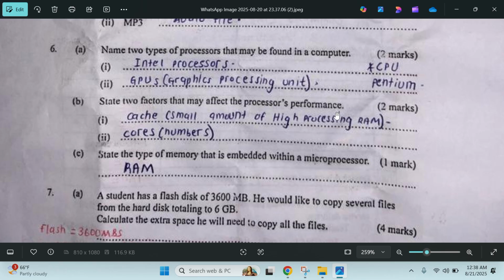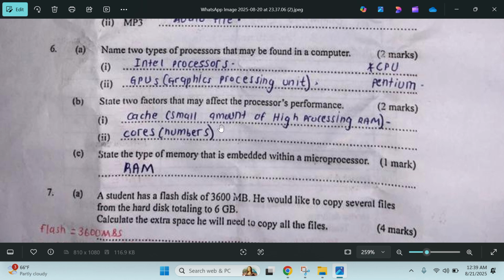So what affects the processor's performance? A processor may be affected in its performance through cache memory. If cache memory becomes too much in the processor, the speeds are going to be affected. Cache memory is just a small amount of high speed RAM, continuously accessed memory. So if that memory piles up, it's going to affect the processor performance.